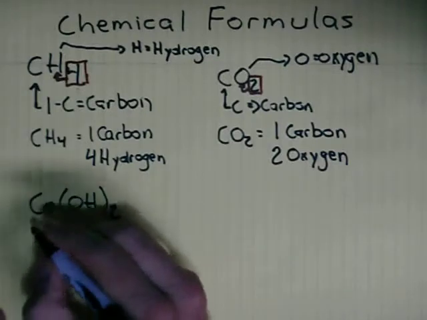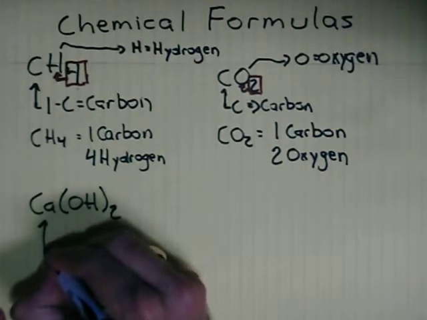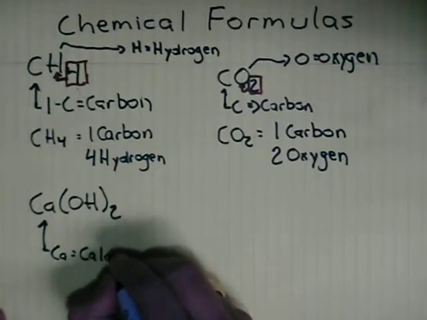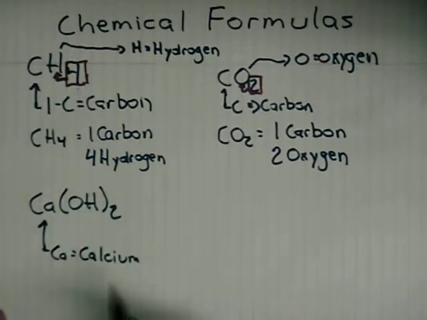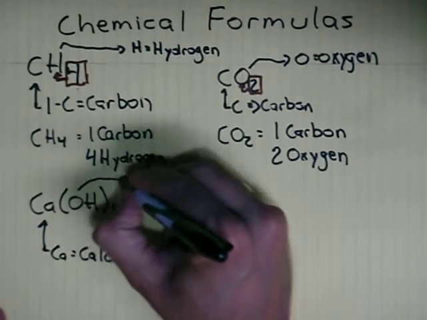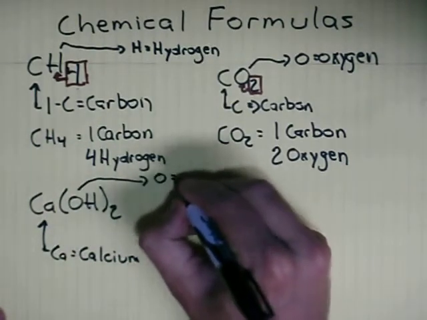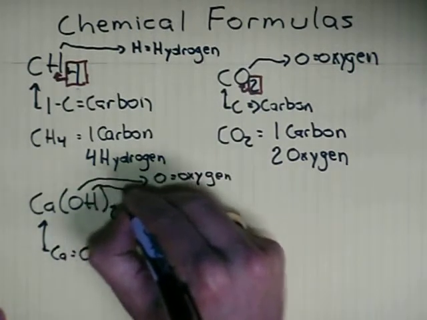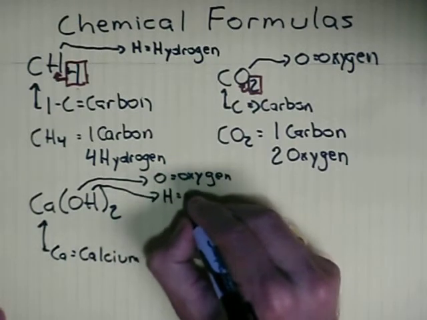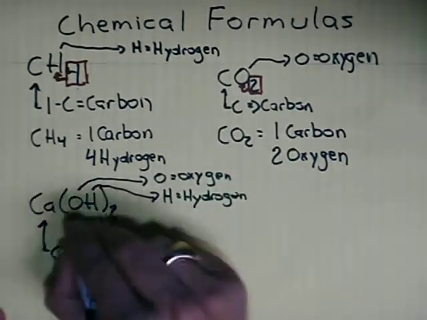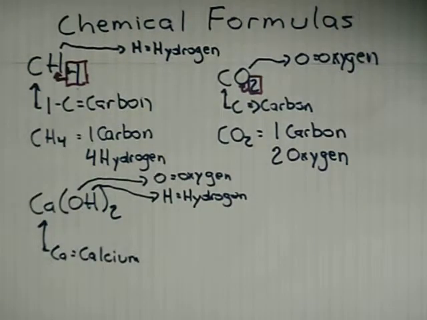Well, we take our first step, we look at Ca, the symbol for calcium. And we look and see how many? Well, there's just one. So there's only one there. Then we look over here, we've got O's and H's. We know that O equals oxygen, and H equals hydrogen. So inside that parentheses, we have oxygen and hydrogen.